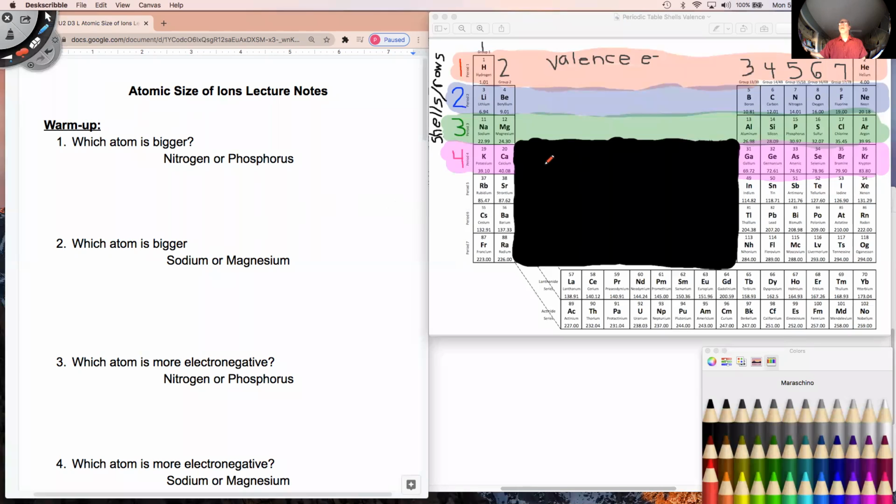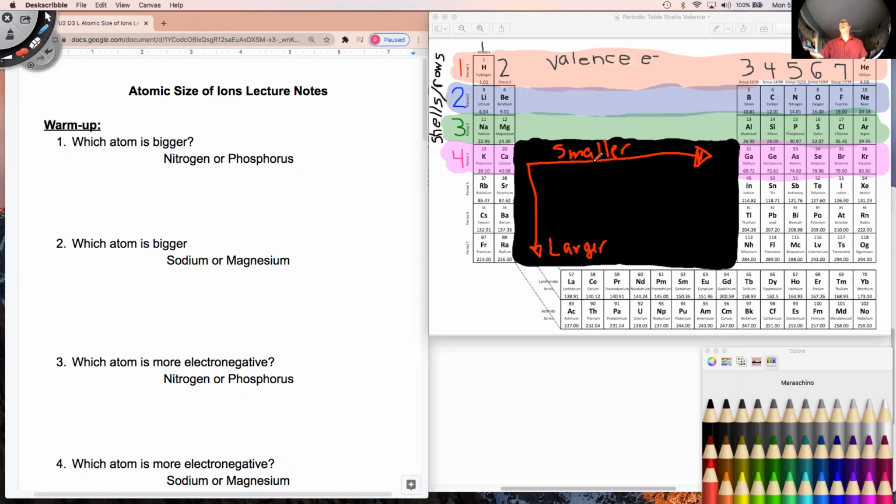So if you remember, as we moved from left to right across the periodic table, atoms got smaller. So you can look at the periodic table and say lithium versus beryllium. Well, the further you go to the right, the smaller it gets. So beryllium would be smaller than lithium. As you move down the periodic table, the elements got larger. So if you compared sodium with potassium, the one that's further down the table would be larger.